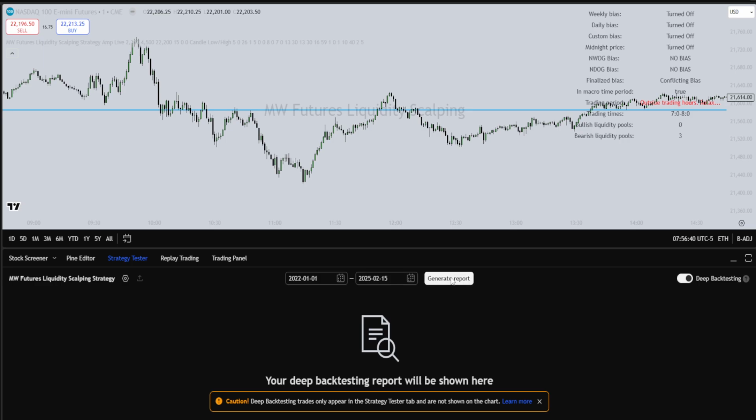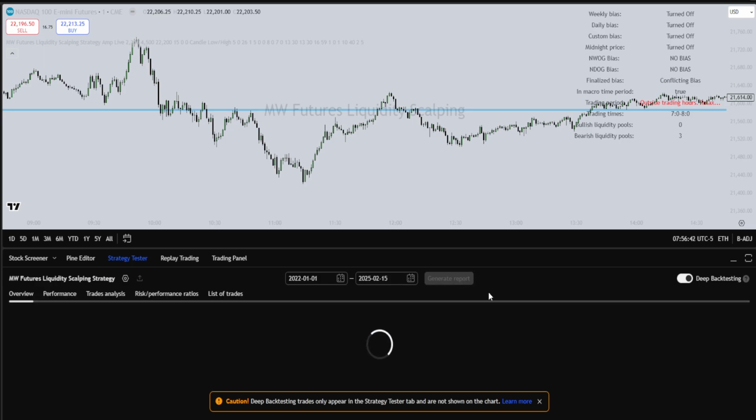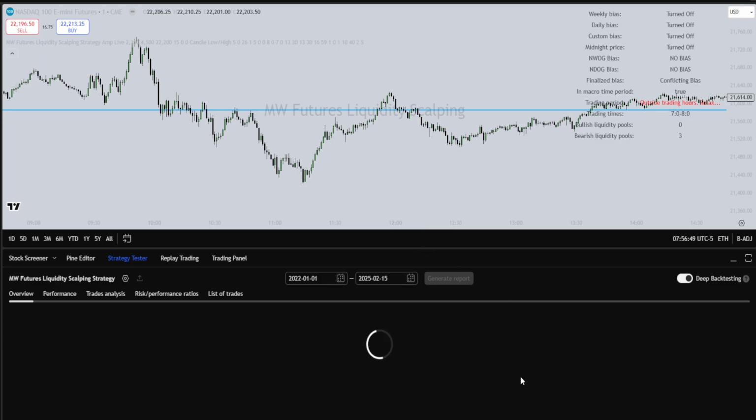But to see if we have trades before that, we can use the deep backtesting function. We let it calculate. This takes some time, but that's totally okay. And once this is calculated, we actually see that of the past 2 years, there were no valid trades with the current settings we have on right now. It is possible that there aren't any trades and that just isn't a viable model.